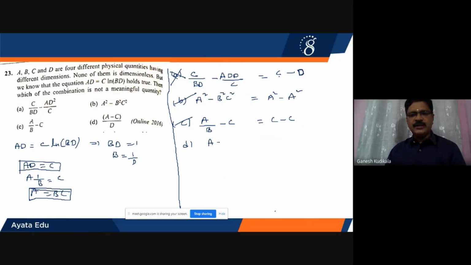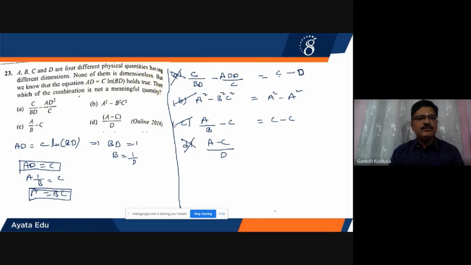In D, actually, he said that A minus C will be D. But A minus C itself is different, C is different. So I'm subtracting and I cannot subtract it. Therefore, definitely this is wrong. Therefore, C and B are correct and A and D are wrong.